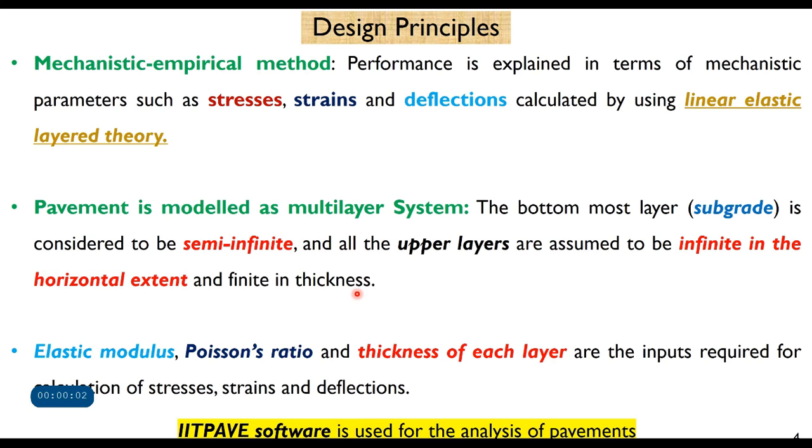and these parameters are explained in terms of stress, strain and deflections, which are calculated by using linear elastic layer theory. The pavement is modeled as a multi-layer system. The bottommost layer is considered to be semi-infinite in both directions, horizontal and vertical, and all other upper layers are assumed to be infinite in the horizontal extent and finite in thickness. The input parameters are elastic modulus, Poisson ratio, and thickness of each layer. And IITPAVE software is used for the analysis of the pavement.